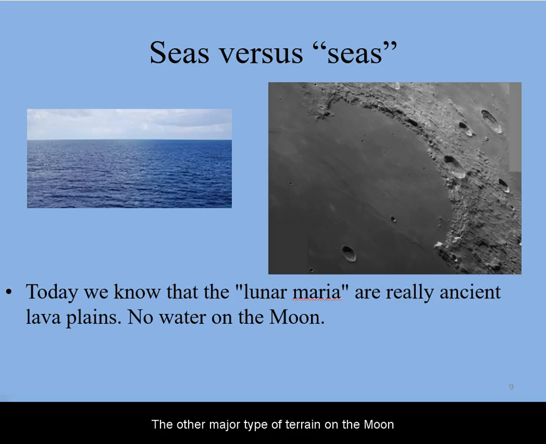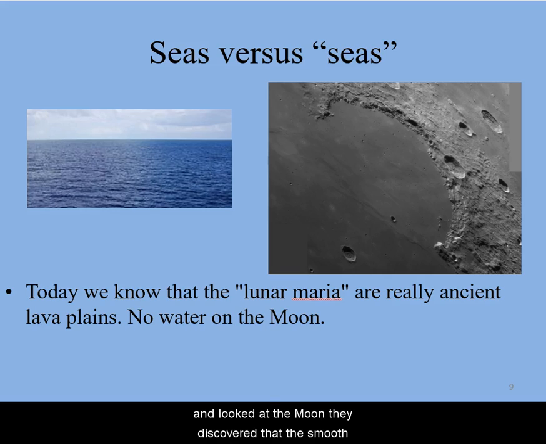The other major type of terrain on the Moon are the maria, which is Latin for seas. Now the Moon doesn't have seas the same way that the Earth does. Rather, once astronomers invented the telescope and looked at the Moon, they discovered that these smooth plains are actually lava outflows. They are volcanic in origin.